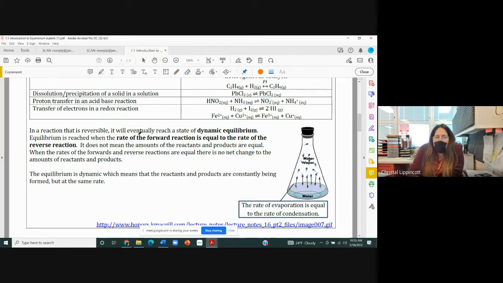So a reaction that is reversible will eventually reach a state of dynamic equilibrium. And that's what we ended up with over there, where we always had two on that one side, unless somebody cheated, Allie.